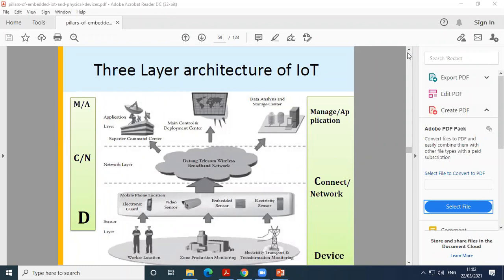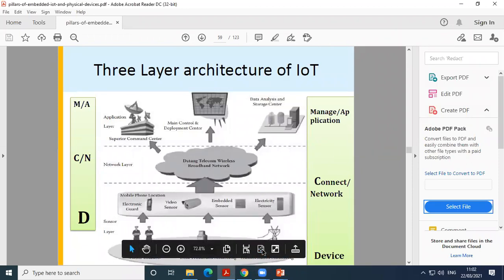Now in today's session, we are going to continue with the DCM. Today's topic is DCM, that is device, connect, and manage. So first we will see the three-layer architecture for IoT. Here you can see the three-layer architecture for the IoT.